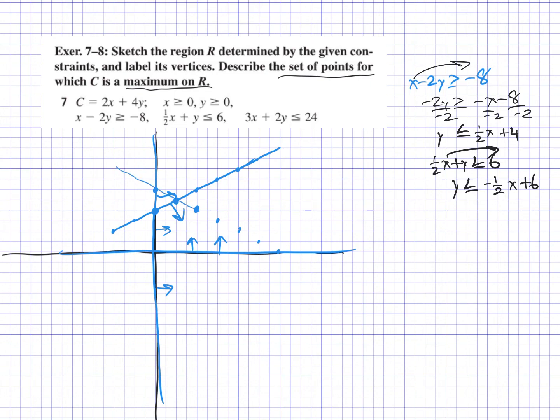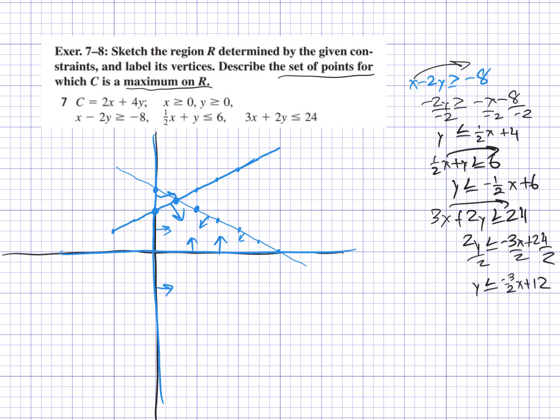Try to make it as accurate as you can. And it's less than, so it's shaded in towards each other. And we have one more. 3x plus 2y is less than or equal to 24. So 2y is less than or equal to negative 3x plus 24. Divide off the 2. And y is less than or equal to negative 3 halves x plus 12.